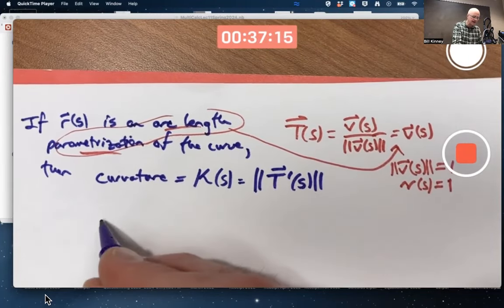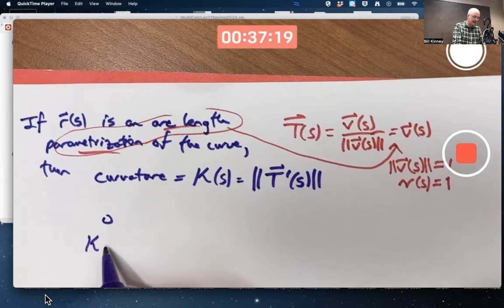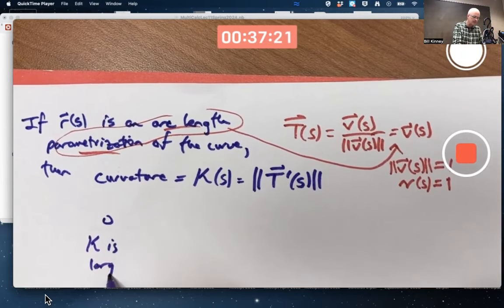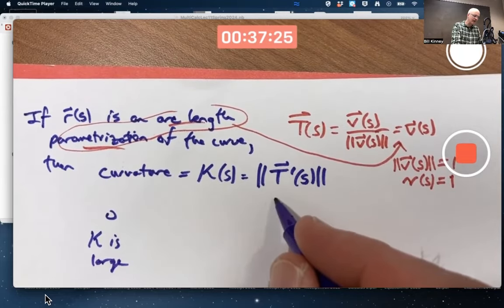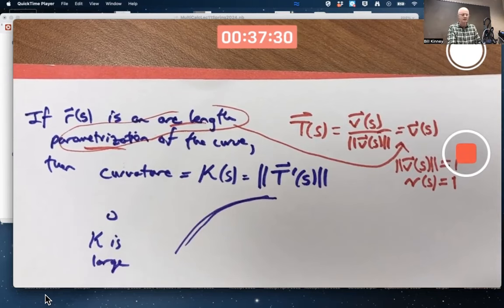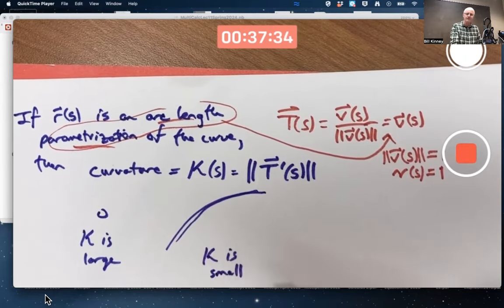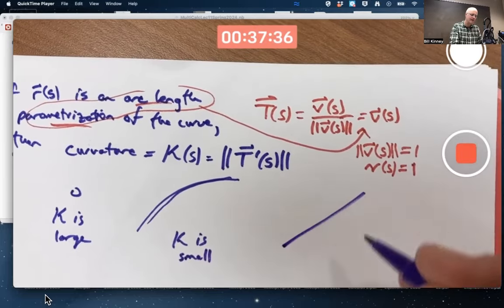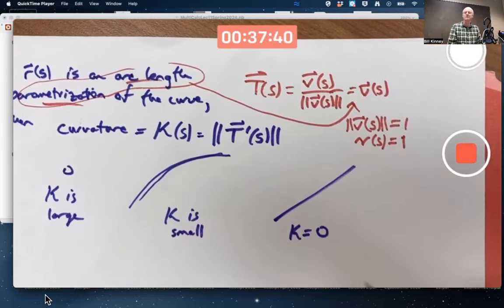If the curve is real tight, like a small circle, the curvature is large. If the curve is not real tight, like a really big circle, which I won't even try to draw, then the curvature is small. If the graph is straight, then the curvature equals zero. It's measuring how curvy it is.